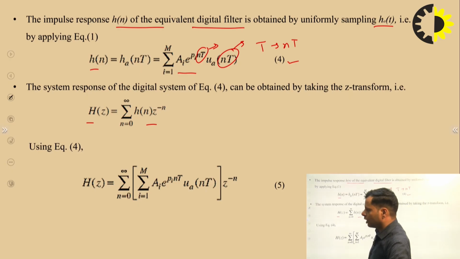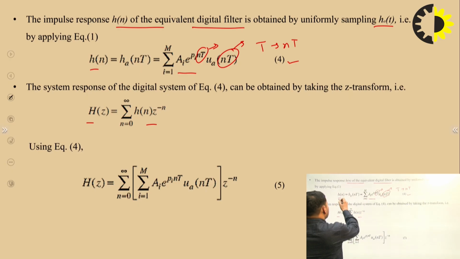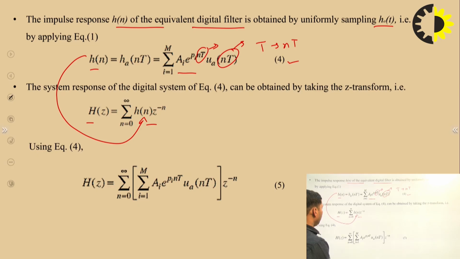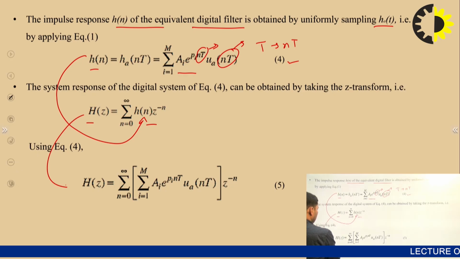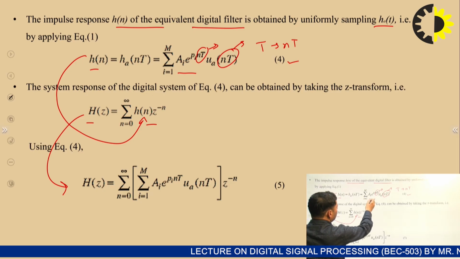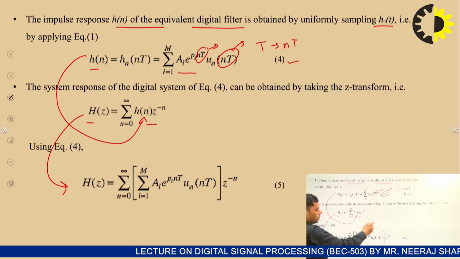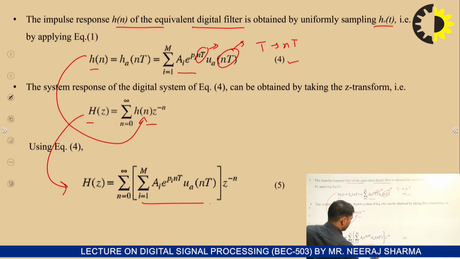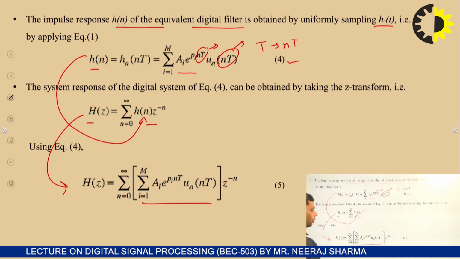Now the value of this h n is applied onto this equation, H of Z is equal to the summation of n equals 0 to infinity h of n Z raised to the power of minus n. Now this operation is performed here: H of Z is equal to the summation of n equals 0 to infinity. Now we have put the value of h n, which is the summation of i equals 1 to m, A i into e raised to the power p i n t, u of n t. The value will be put here into Z raised to the power of minus n.